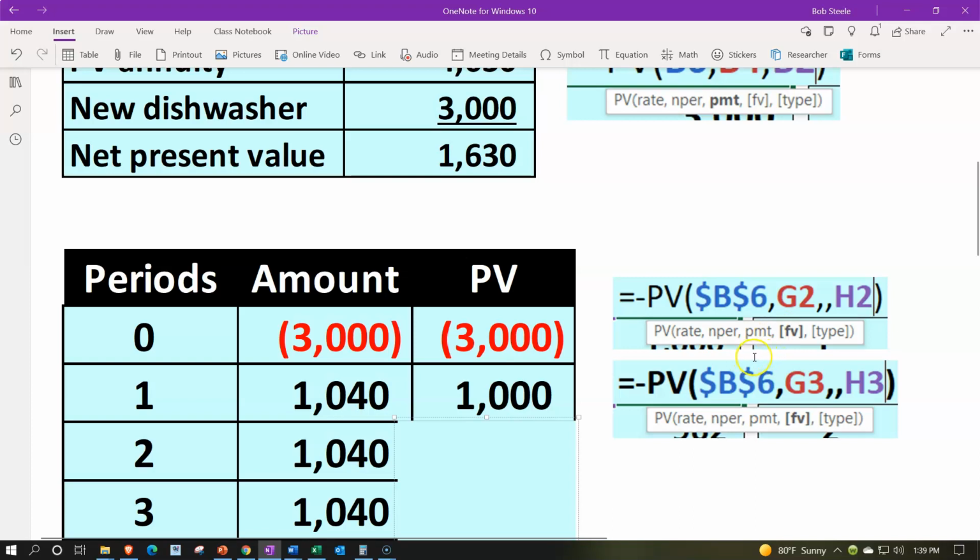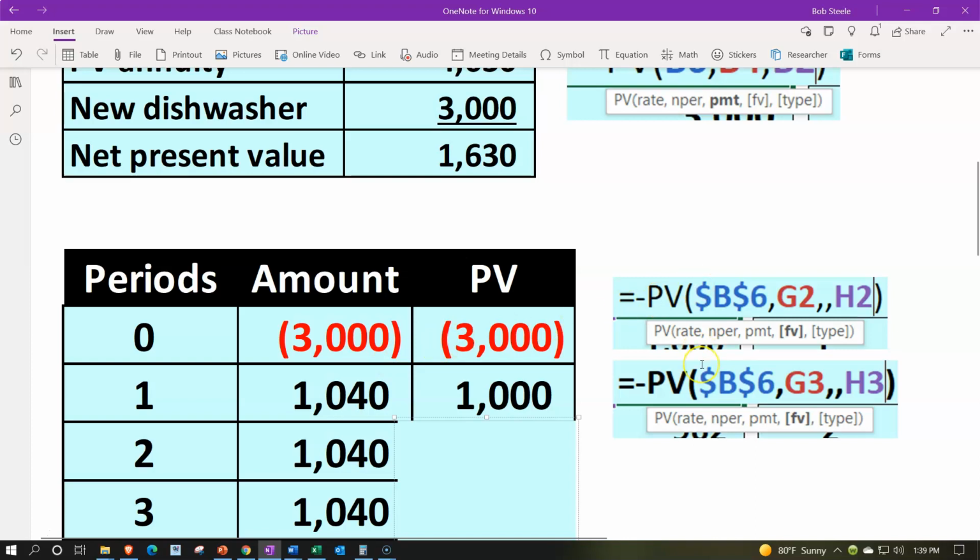And then we say comma, payment. There is no payment because that payment function is used if it were an annuity, and this is not an annuity, therefore simply 2 commas. And then we pick up the future value, which will be the 3,000. Now, of course, again, it's at period 0, so it's the same time period, so we come up to the same number.